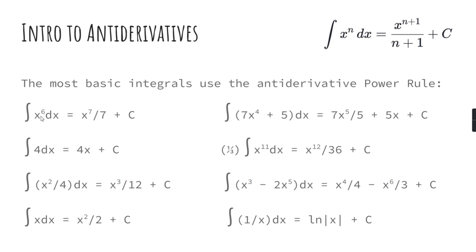So you can see a few examples here. So very basic, x to the sixth, you add 1 to 6, you get x to the 7th, divide by the exponent, which is 7. And then you always, never forget it, the plus c. So the integral of 4 dx is just 4x, because there's a little x to the 0 right here. You add 1 to it, it's 4x to the 1 divided by 1, so just 4x. You can see a bunch of different examples here.